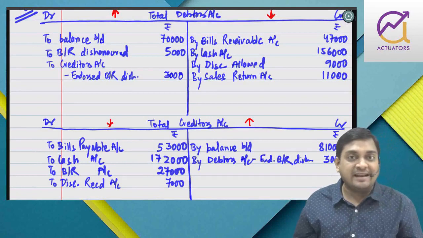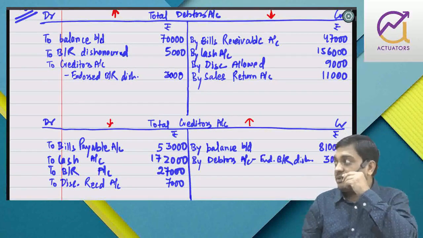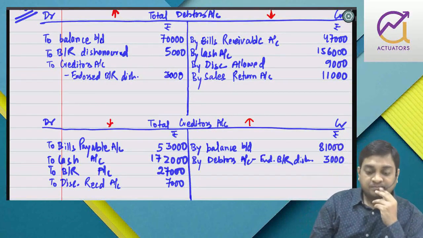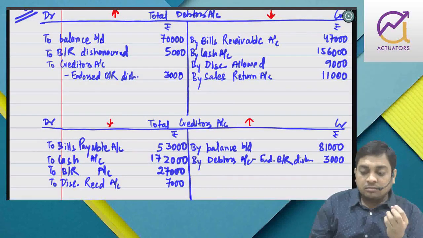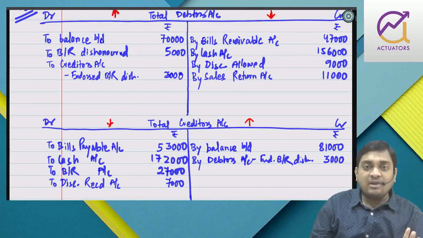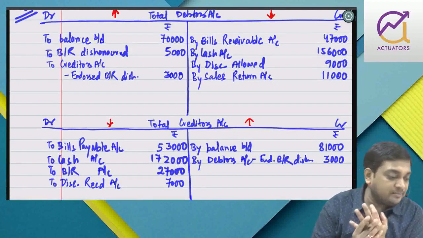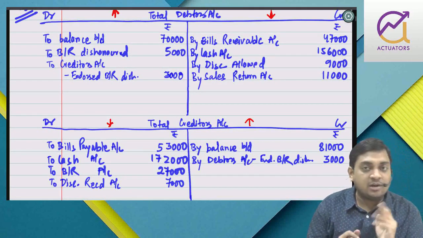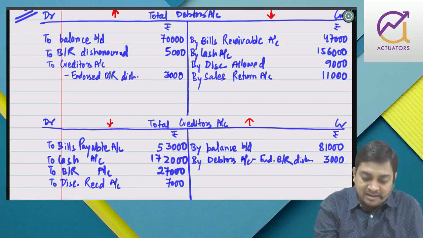BR discounted. Bills receivable discounted, right? So I have discounted with the bank, so that is bank account debit, discount account debit to BR. So neither my debtor nor my creditor is affected. Okay. Discounted bill dishonored. Now bank will charge when I will charge my debtor.